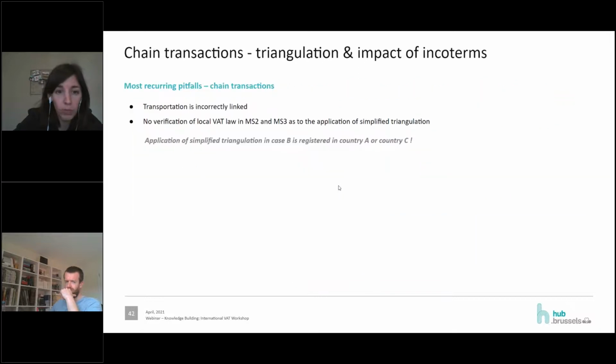So this is the conclusion of the chain transaction. The most recurring pitfalls in terms of chain transaction is the transport allocation. To come back on the simplified triangulation, what is also key when you are working with other EU member states is that there are some member states which deny the application of the simplified triangulation because the middleman, so B, is already registered in the country of dispatch of the goods or arrival of the goods. So in member state A, member state C. So this needs also to be, let's say, monitored.